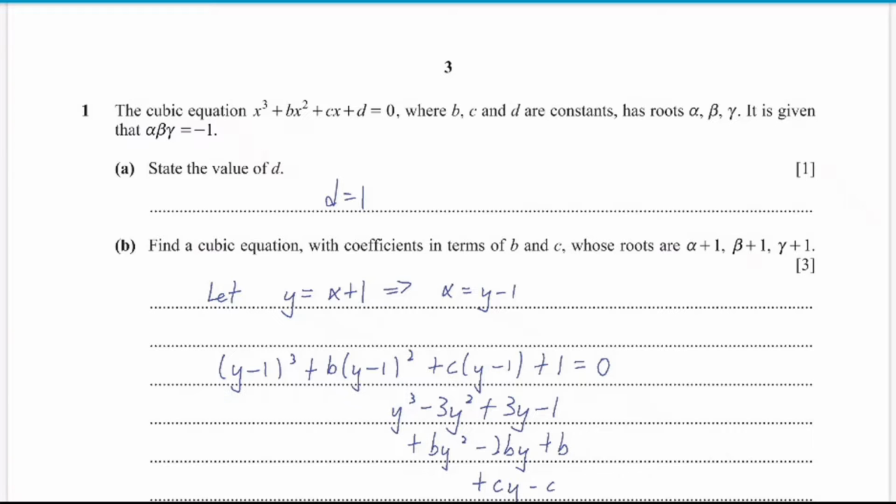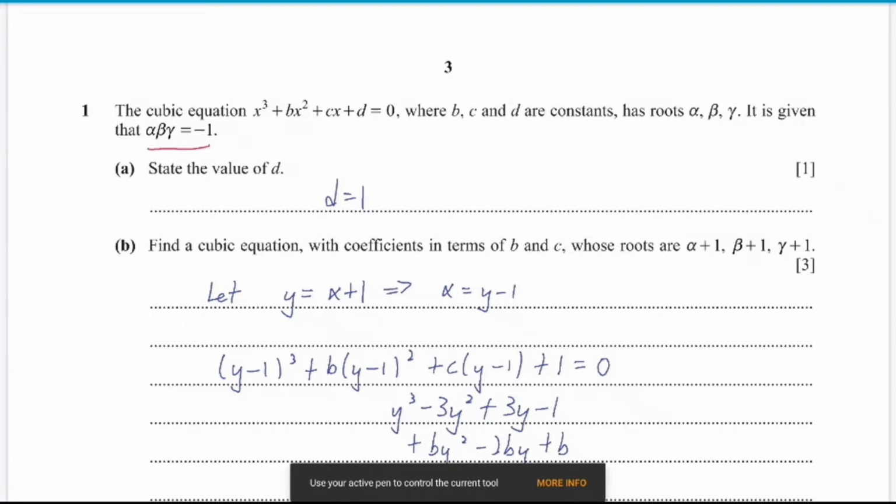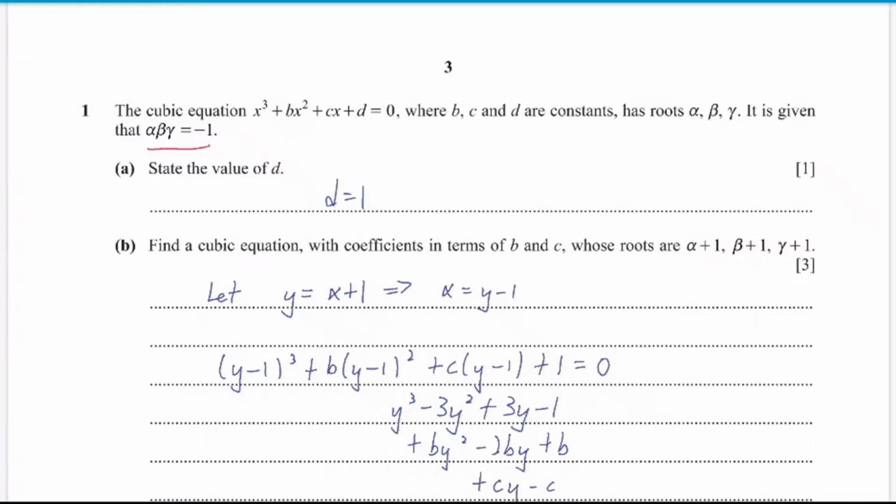So basically for the value of d here, it's already given that alpha, beta, gamma is equal to 1. So this value should be the negative d over a. So the value of d here should be just 1.